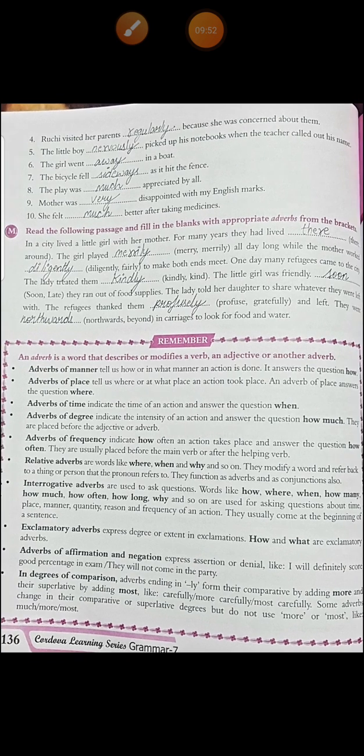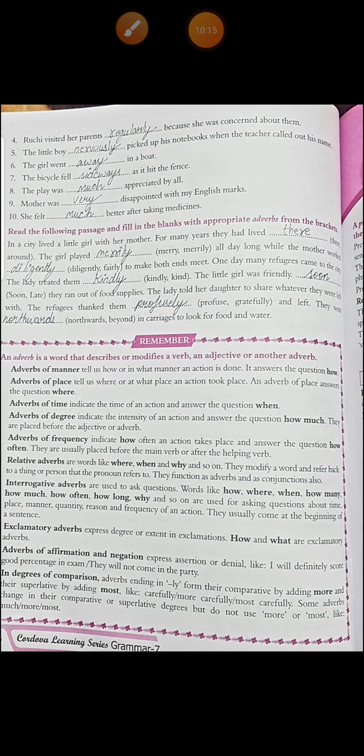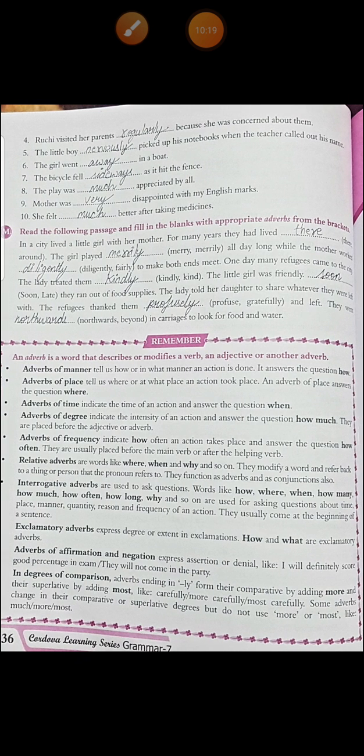Then the last exercise is what you have to do. You have to read the following passage, and then you have to fill in the blanks with the appropriate adverbs given in the bracket. There are two options given in the bracket and you have to pick the appropriate one. Now let's quickly do this exercise and finish this chapter. In a city lived a little girl with her mother. For many years they had lived there.